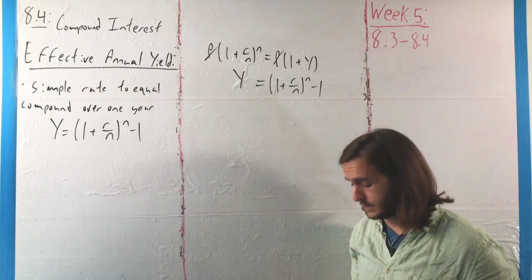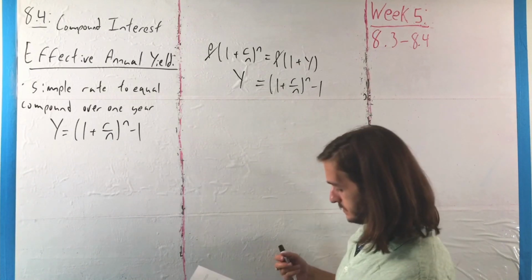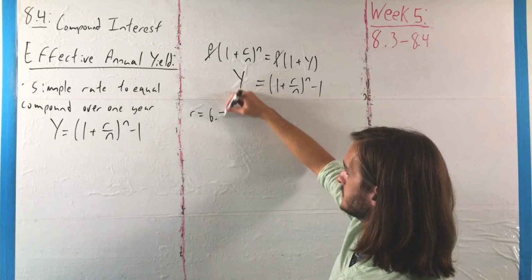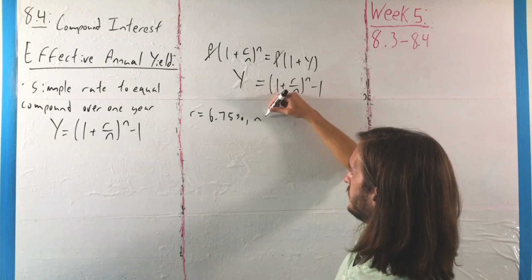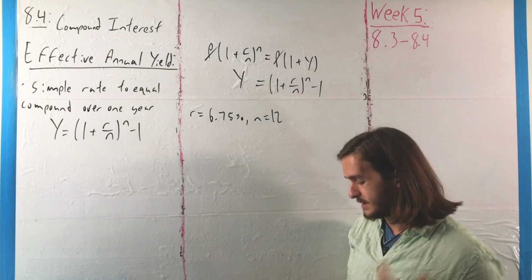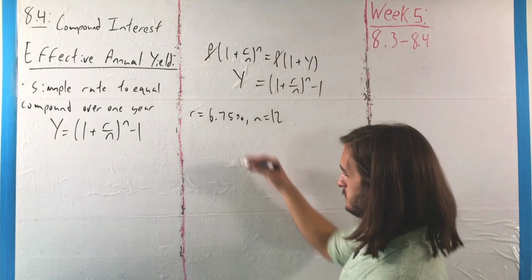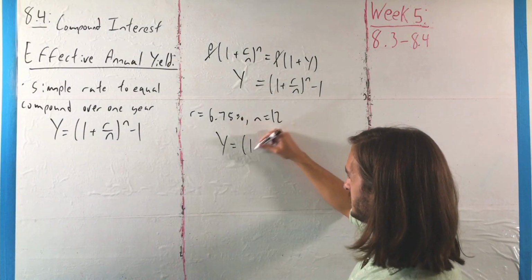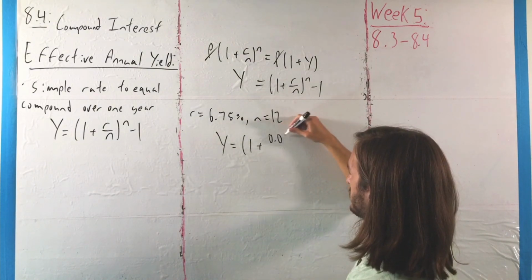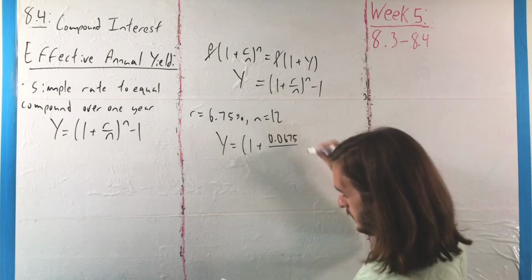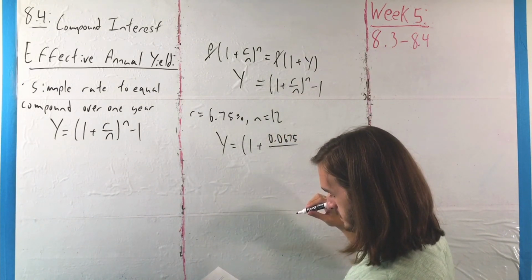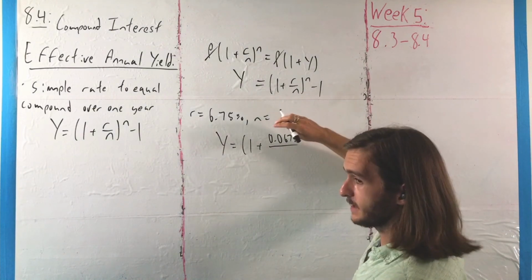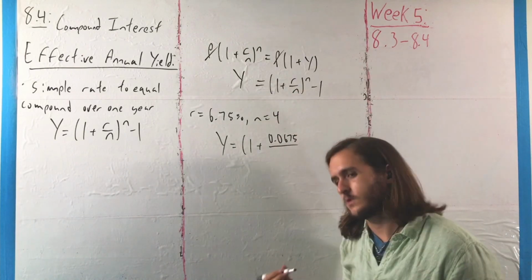So let's say that we have an account here with a rate of 6.75. So r equals 6.75% and n is equal to 12. It compounds monthly. So y, I'm not going to write down the formula a third time, would end up being equal to 1 plus the value r, 0.0675, divided by, I made a mistake. Make our lives a little bit nicer here. Not compounded monthly for once. We're going to do something that compounds quarterly. It's going to be 4.